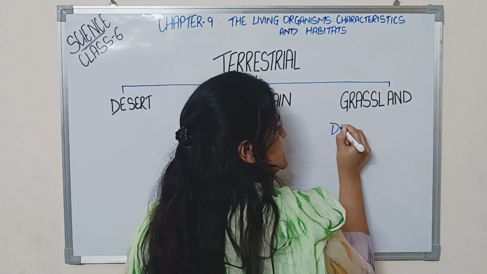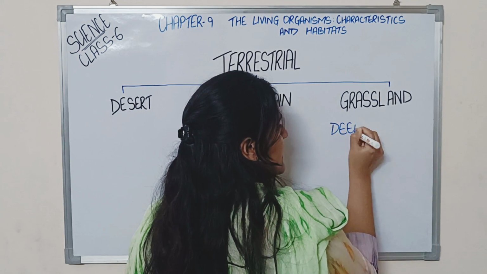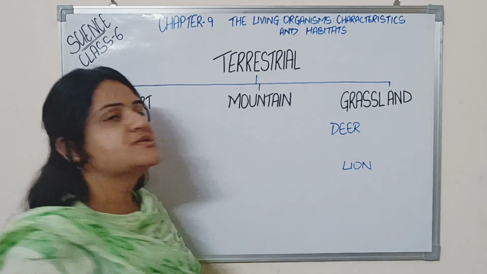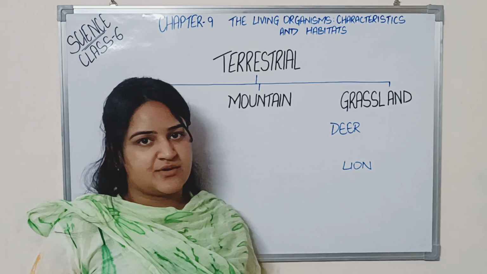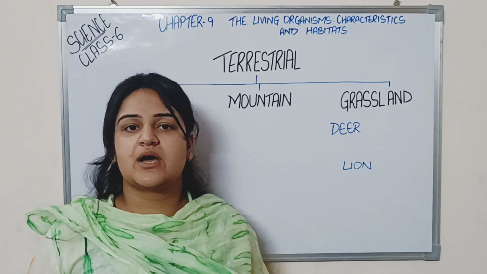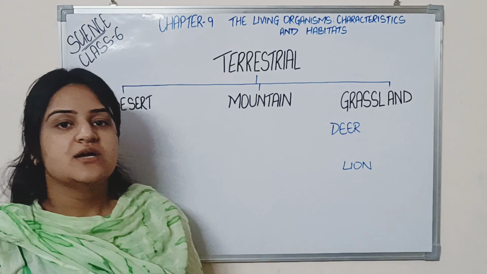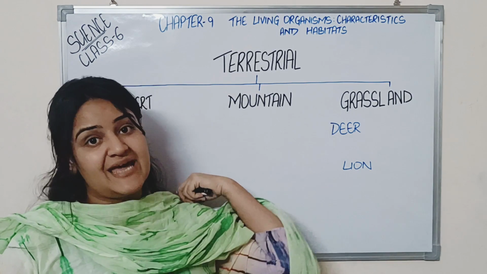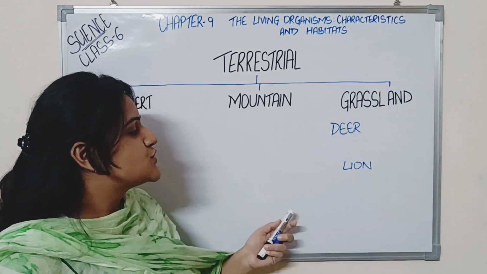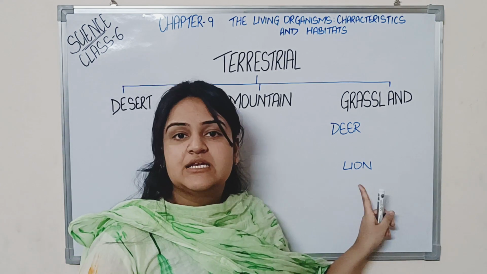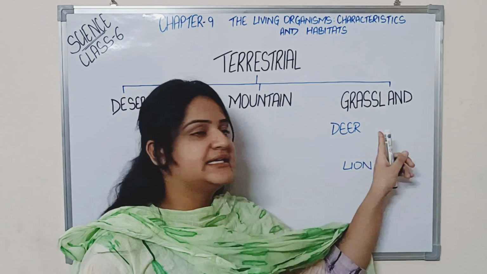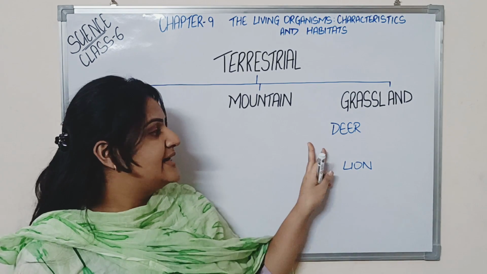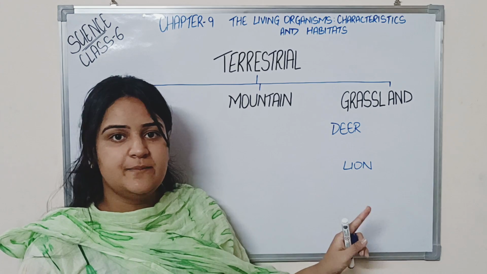There are two peculiar animals that come to our mind exactly. One is deer and the other is lion. You see, there is a food chain, right? And in Grassland, we're going to talk about that. When we're talking about the food chain, there is a predator and there is a prey, right? A lion actually eats deer, so lion is the predator and deer is the prey, okay?